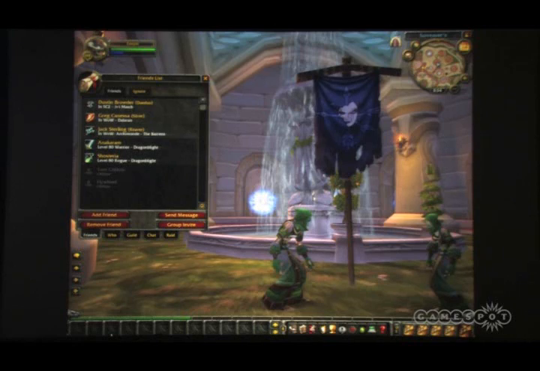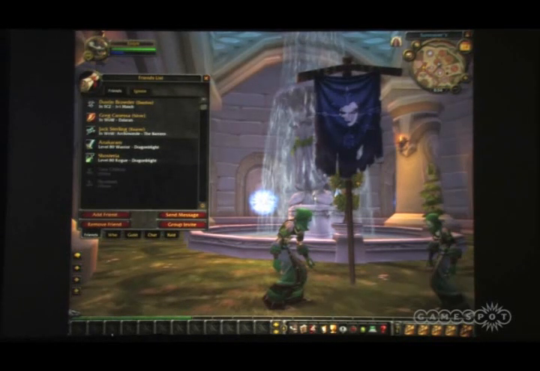And here's the example of what the friends list is going to look like in World of Warcraft, because we're also going to be making changes in WoW to reflect real-life friends.